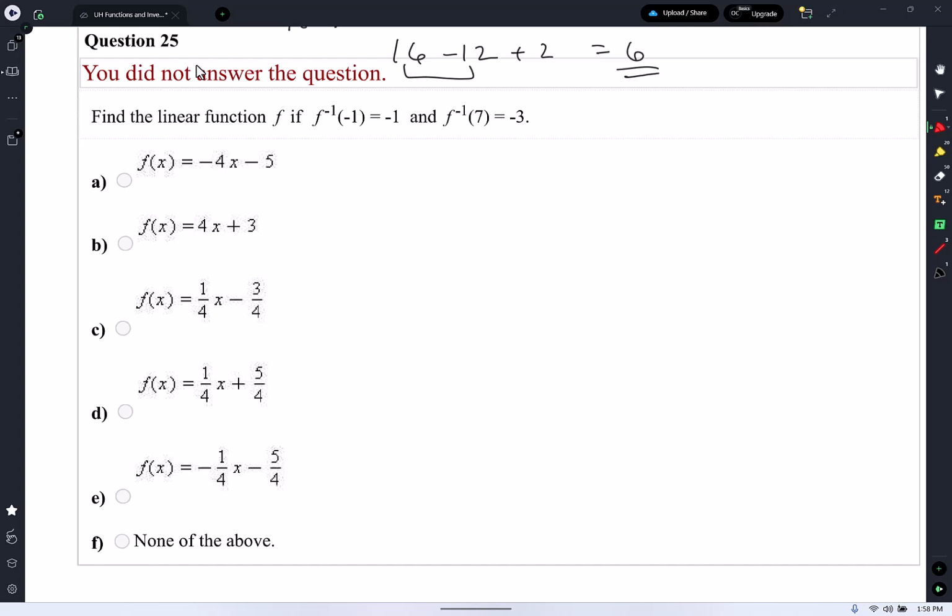Find the linear function f. Notice they want f. And they give us this. That is a point on the inverse, but they're being nice. Both the x and y are the same. I wonder why they're being nice. On this one here, these are not the same.